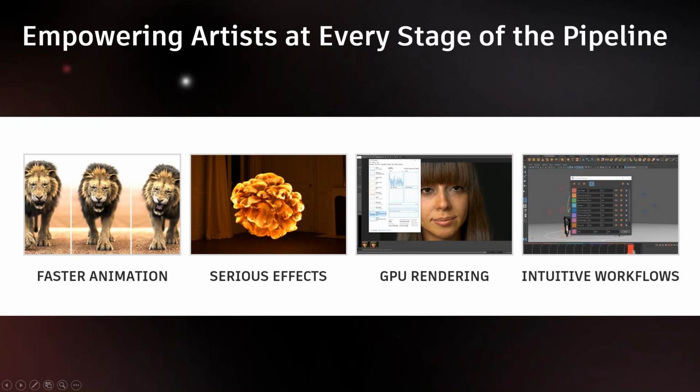So the first things we have added in 2019 as well as 2020 were faster animation and much more serious effects like Bifrost. Arnold GPU got released officially with Maya 2020, which was one of the great things because we actually waited for a long time in the past. And of course, we have new animation improvements and UI improvements, which I'm going to talk a lot about today.